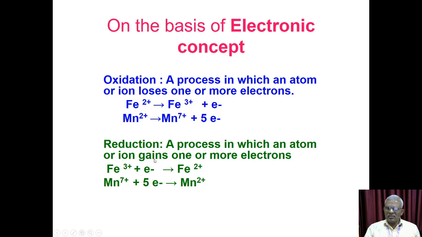Reduction is also a process in which an atom or ion gains one or more electrons. The same case, right? Fe3+ gets reduced to Fe2+, and Mn7+ gets reduced to Mn2+.